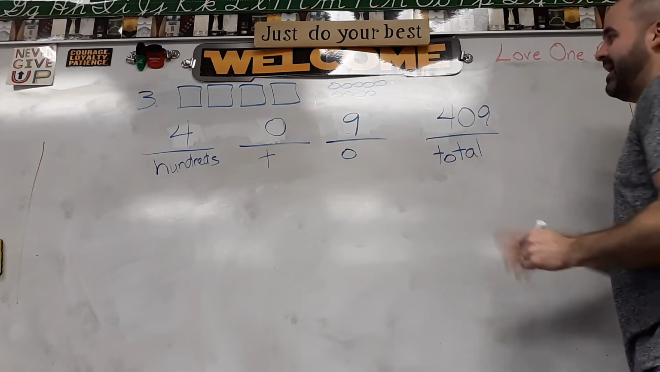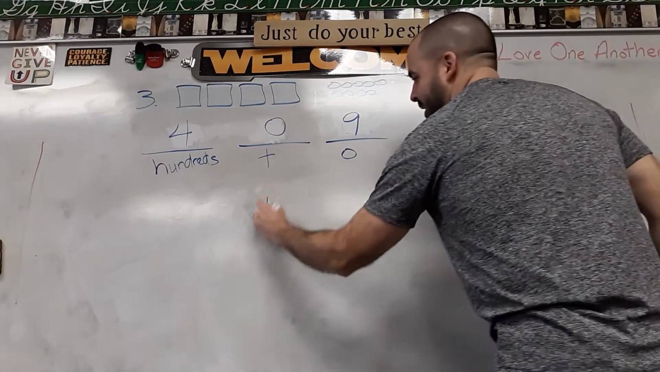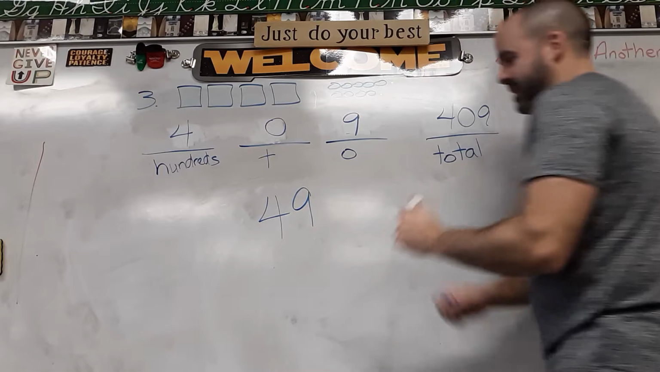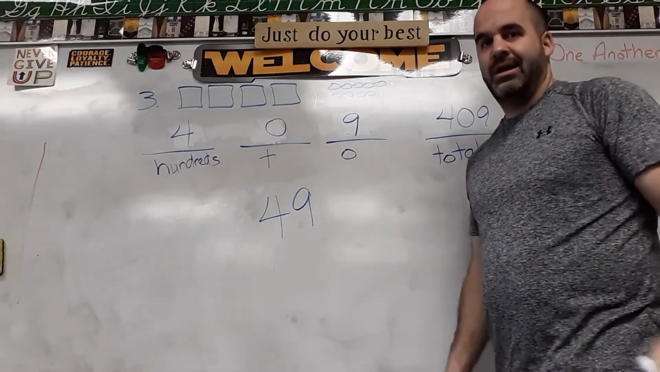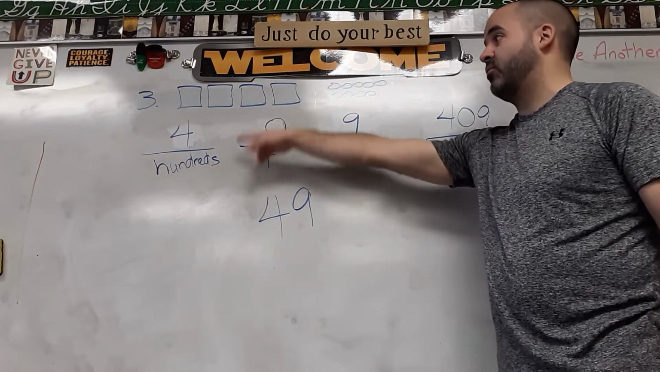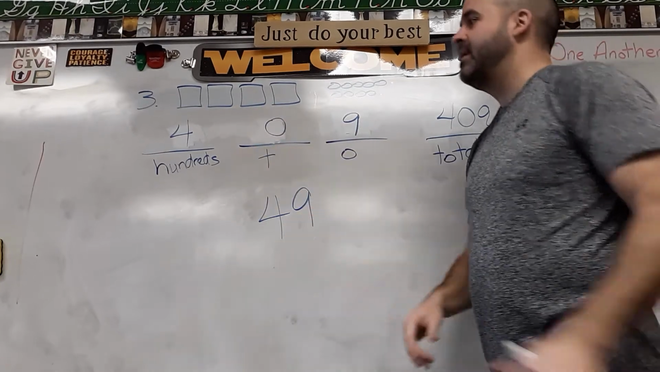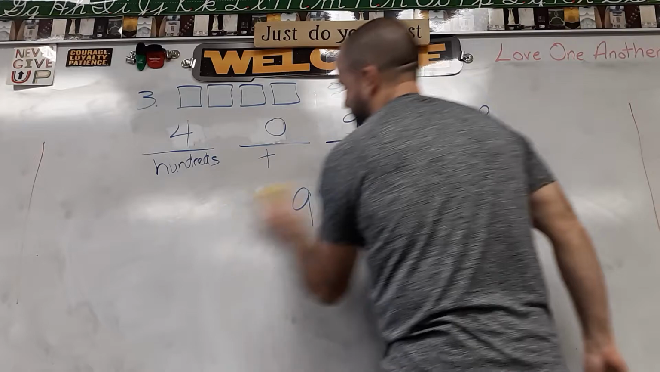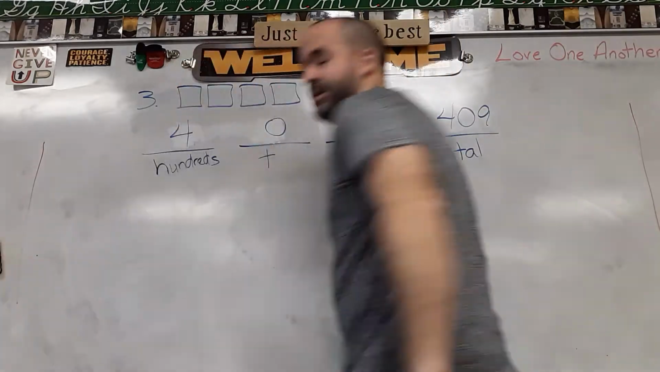This 0 is important. If I don't write that 0, and I just write that, what number do I have? Yeah, 49. And we don't have 49 because that's not showing us we have 400s. So that 0 in there becomes very important. So make sure you write that 0 in there.